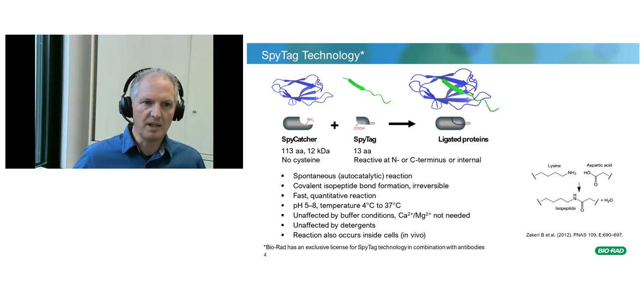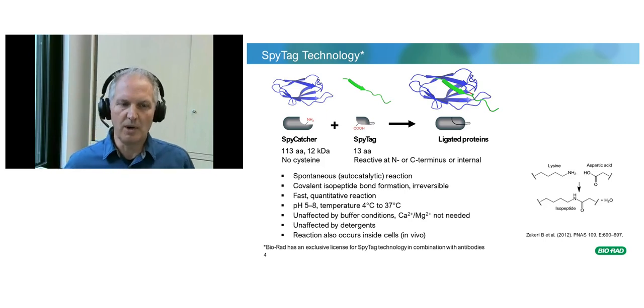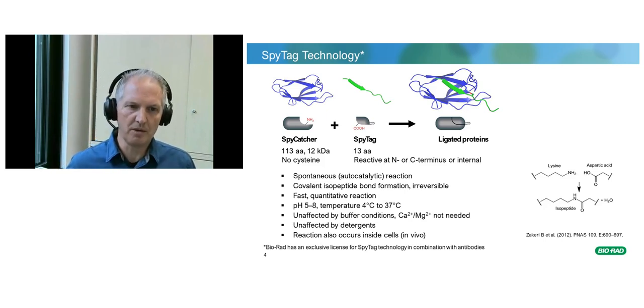So what is a SpyTag technology? For all of you who are not familiar with it, the SpyTag is derived from a protein from Streptococcus pyogenes. That's where the name Spy comes from. And it consists of a small peptide, the so-called SpyTag, and a small protein, the SpyCatcher. And if you mix these two, then they spontaneously, autocatalytically form an isopeptide bond, as shown here on the right, between the lysine side chain and an aspartic acid side chain. So it's an isopeptide bond, a covalent bond. It is stable and it's irreversibly formed.